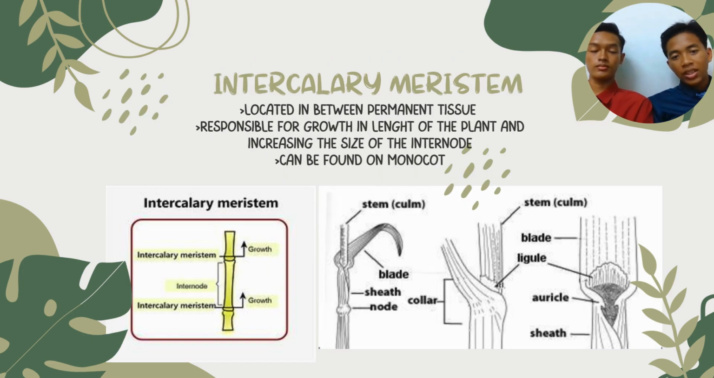Moving on with the next meristem, which is intercalary. It is located in between permanent tissue, responsible for growth and length of the plant and increasing the size of internode. It can be found on monocot.